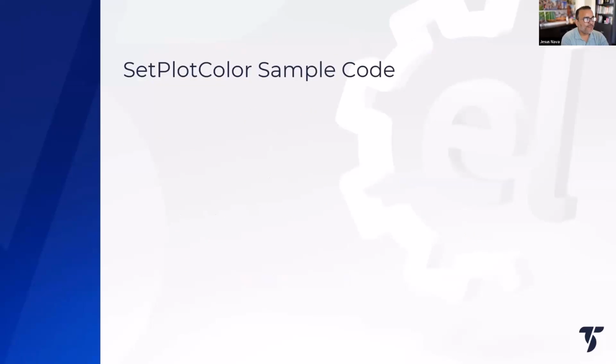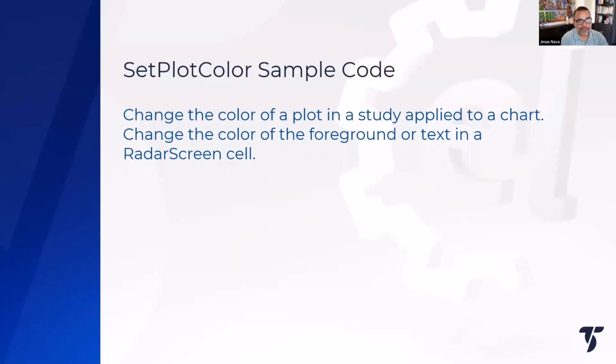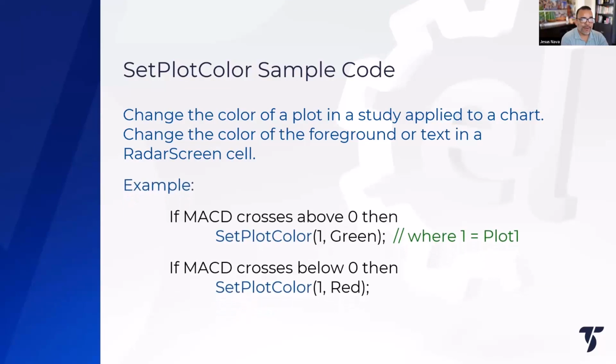Let's go ahead and look at the first example, which is set plot color inside of an indicator, whether it's a radar screen or a chart. It changes the color of a plot based on a particular condition, or it also changes the text color inside of a radar screen cell. This is an example code. This is an example based on the MACD.